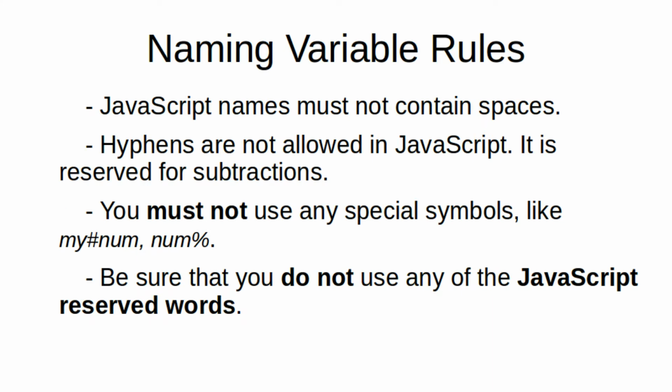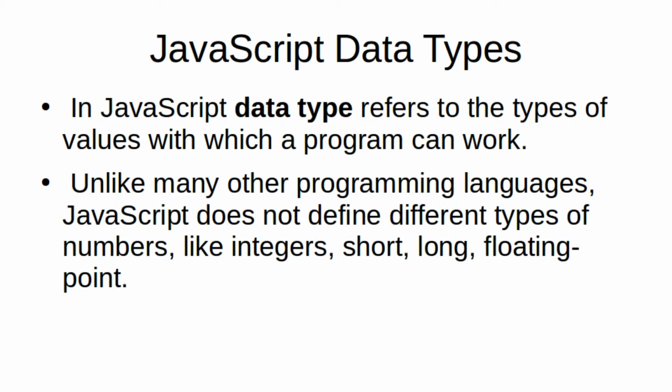JavaScript names must not contain spaces. Hyphens are not allowed in JavaScript. It is reserved for subtractions. We must not use any special symbols and have to be sure that we do not use any of the JavaScript reserved words. Let's talk about JavaScript data types.